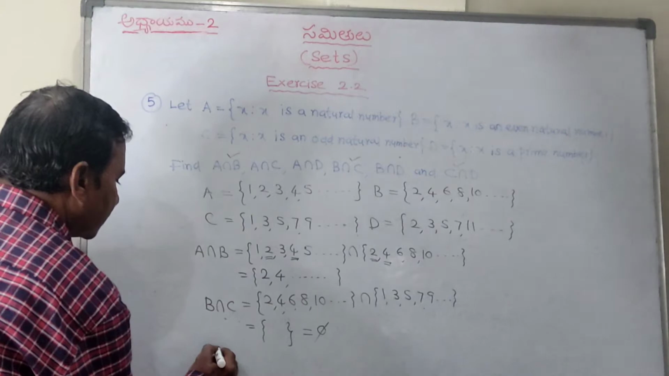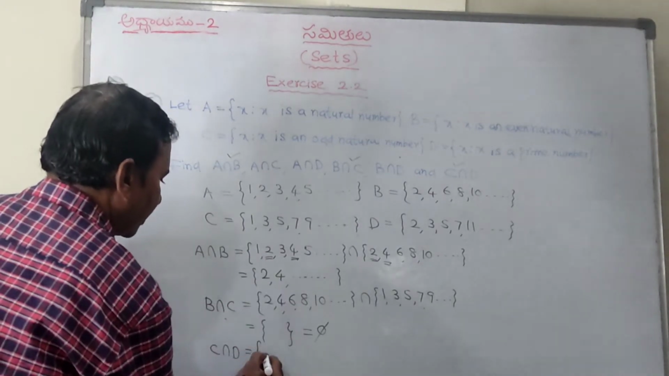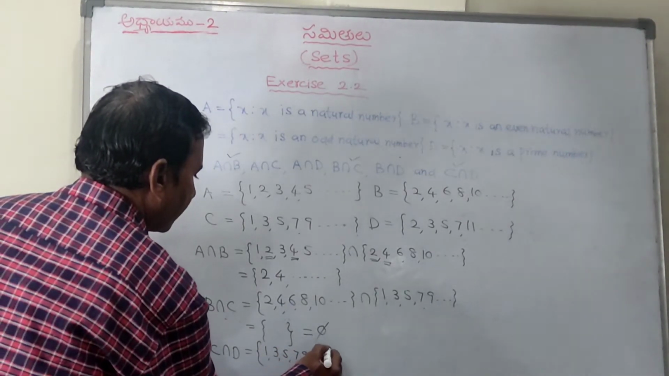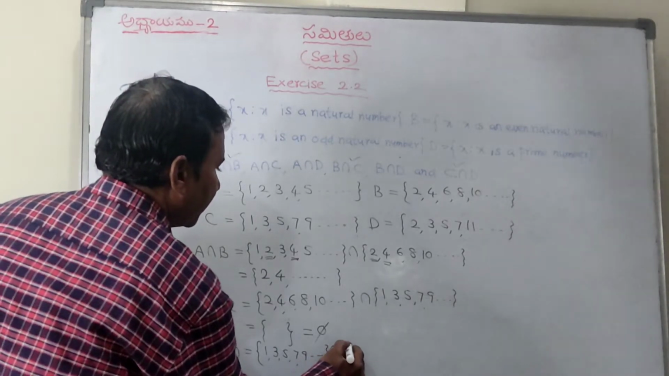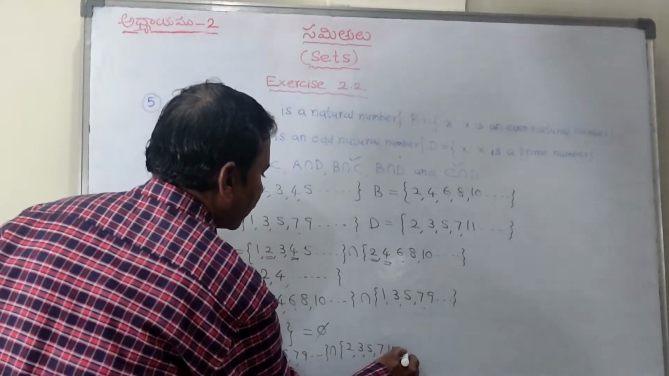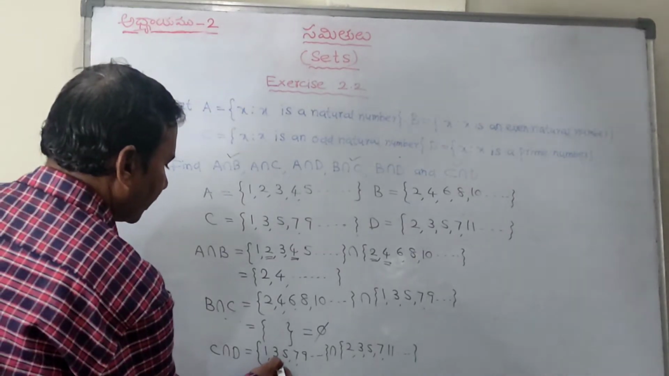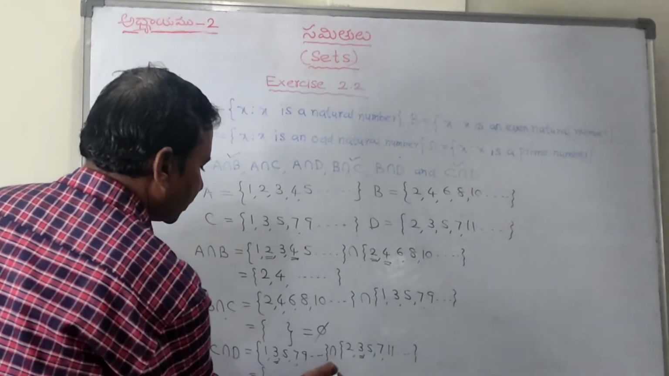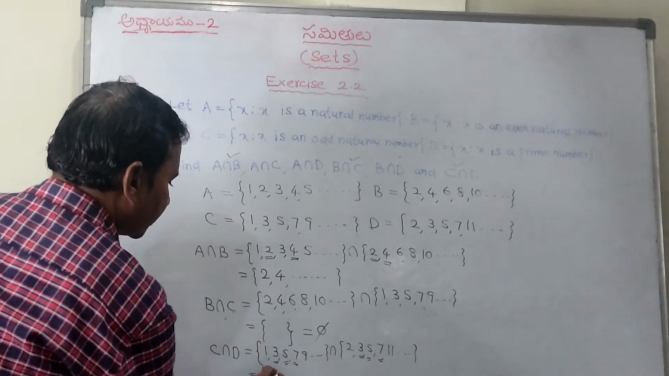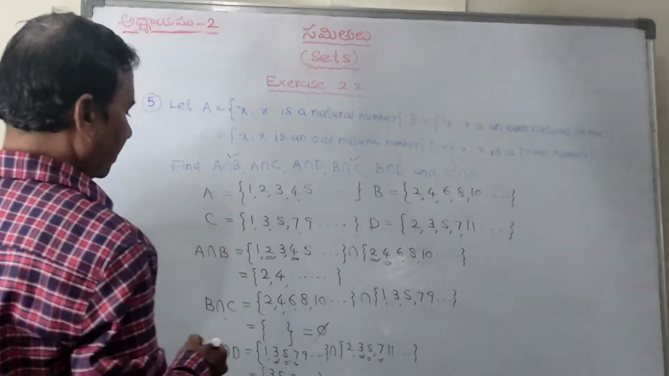The last one, C intersection D. What is C? 1, 3, 5, 7, 9, and so on. And what is D? 2, 3, 5, 7, 11, and so on. What are the same elements you are seeing here? 3, isn't it? 5, 7, so 3, 5, 7, and so on, like that you will be getting this one.